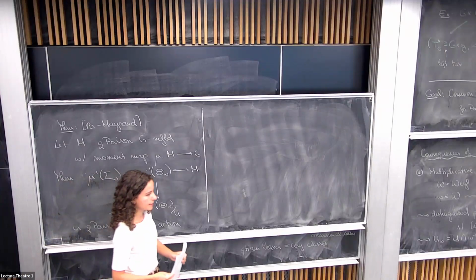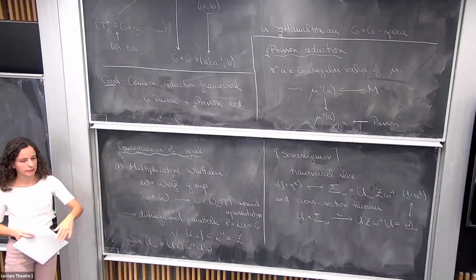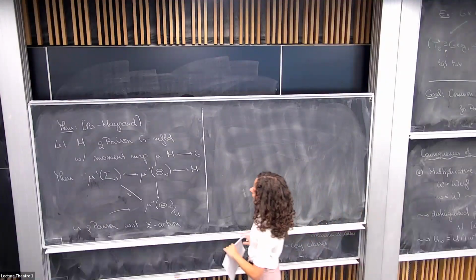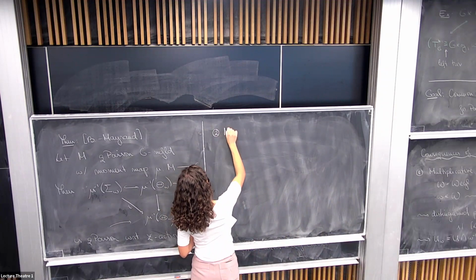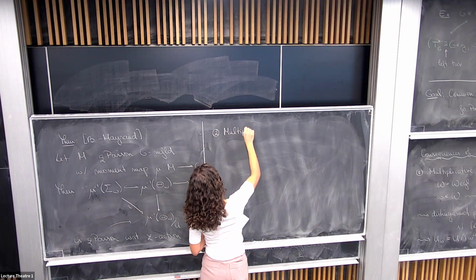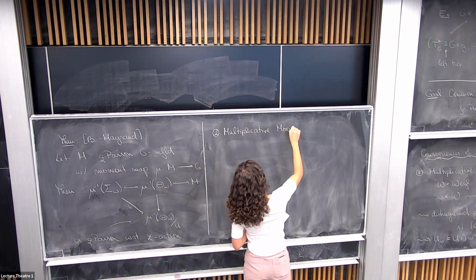Okay, so this was the first multiplicative analog of Whittaker reduction. And the second one that I want to describe is some kind of multiplicative version of the Moore-Tachikawa spaces.